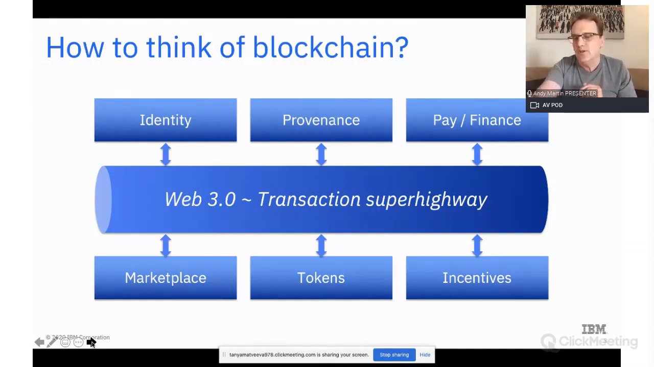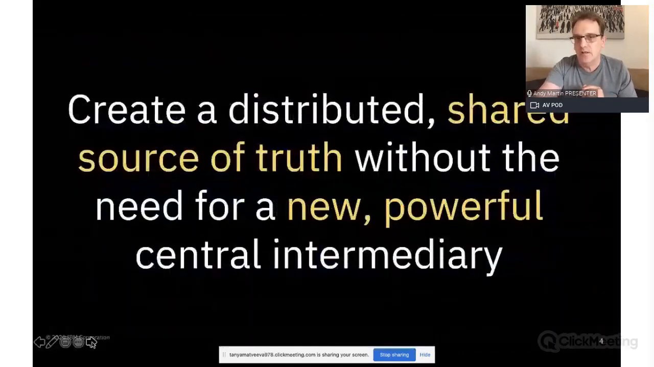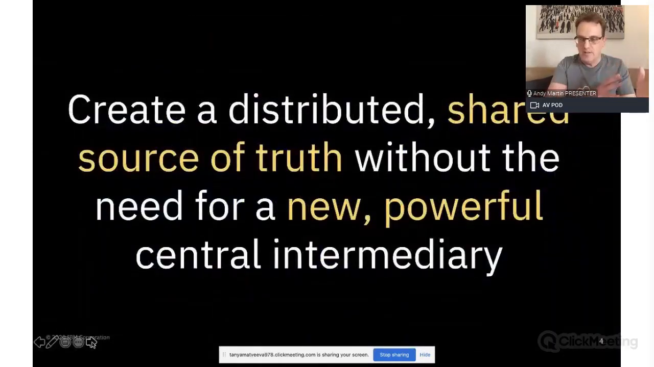So if we look at the problem that we fixed with blockchain, we have created a distributed, shared source of the truth where everyone can go to see what's going on without the need for a new powerful central intermediary. And that's the key thing. We don't have one new powerful central intermediary. Information power is distributed across the members of the network. So where are these economic incentives going to start to encourage folks to want to play on this new type of marketplace?